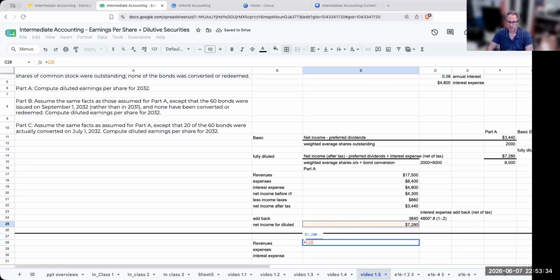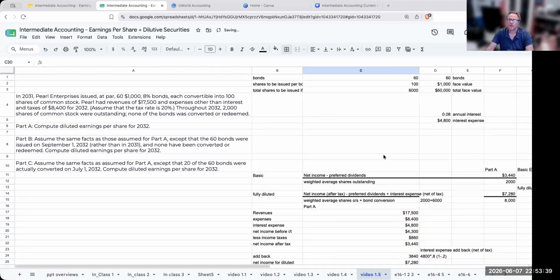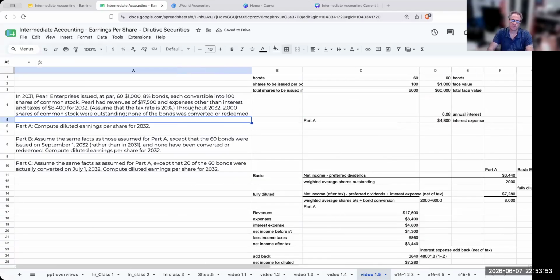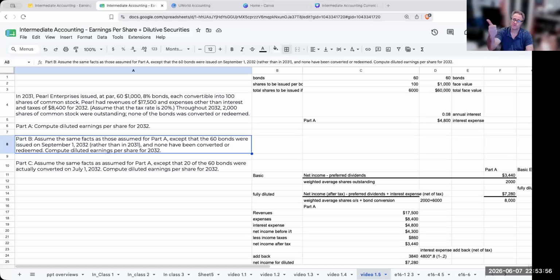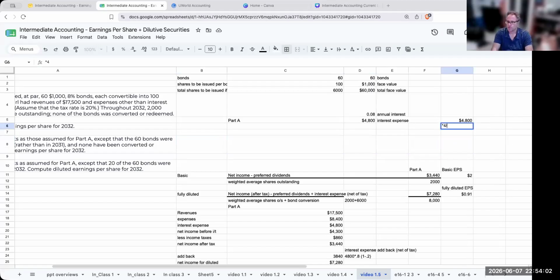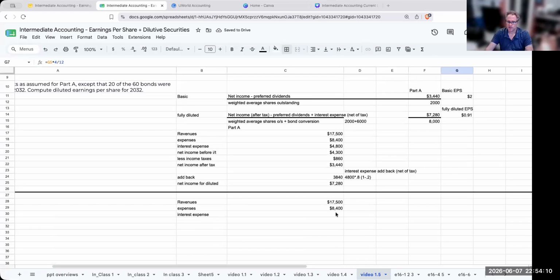So our revenues are not changing because the facts are the same. My expenses are not changing. However, my interest expense is going to be different. And this is for part A. Now for part B, if 4,800 is the annual interest expense, then the interest expense for 4 months, September, October, November, December, is going to be 4,800 times 4/12 or 1,600. So my interest expense is going to be 1,600.